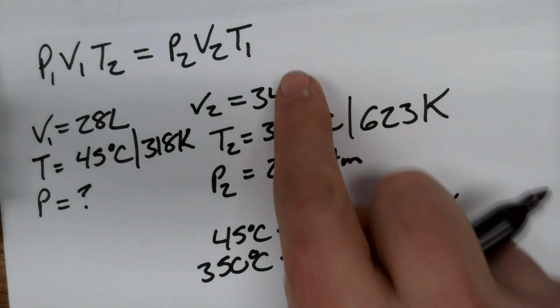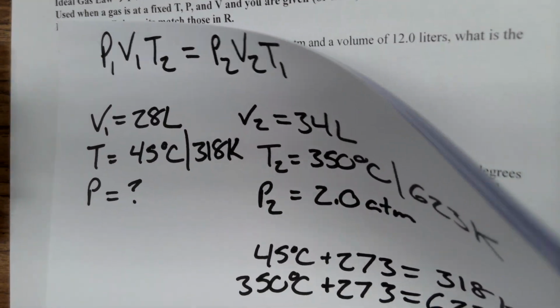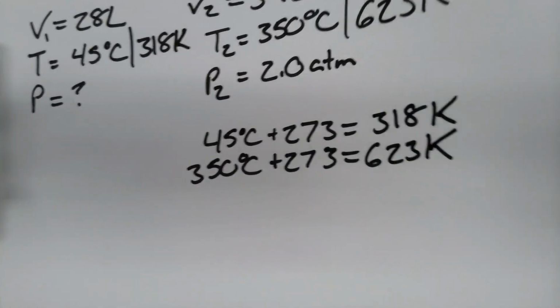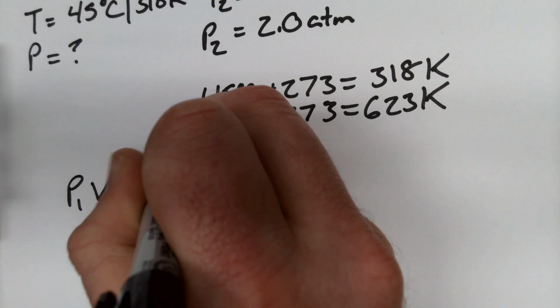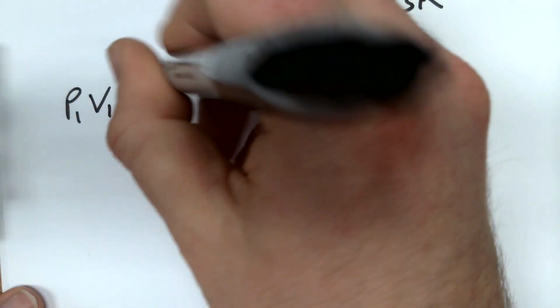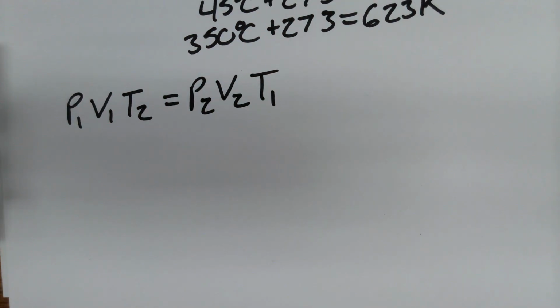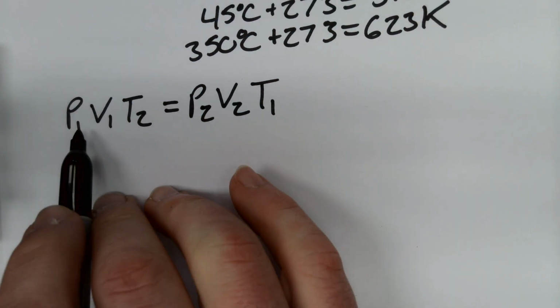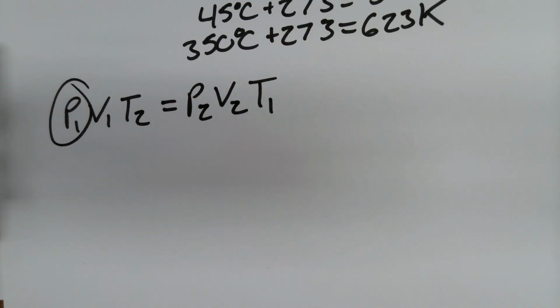So I'm going to take my equation. I'm going to pull that down. Sorry. I don't know why my calculator is being weird and blocking everything. P1 times V1 times T2 equals, let me push this up so you guys see it a little better, P2 times V2 times T1. Which variable am I trying to isolate? P1, V1, T2, P2, V2, T1. I'm trying to isolate P1. How do I get P1 by itself? How do I isolate it?